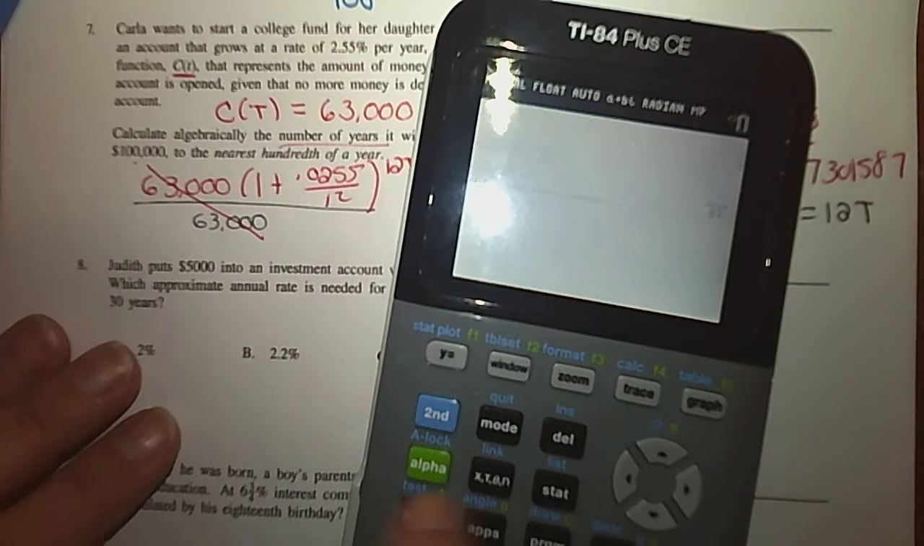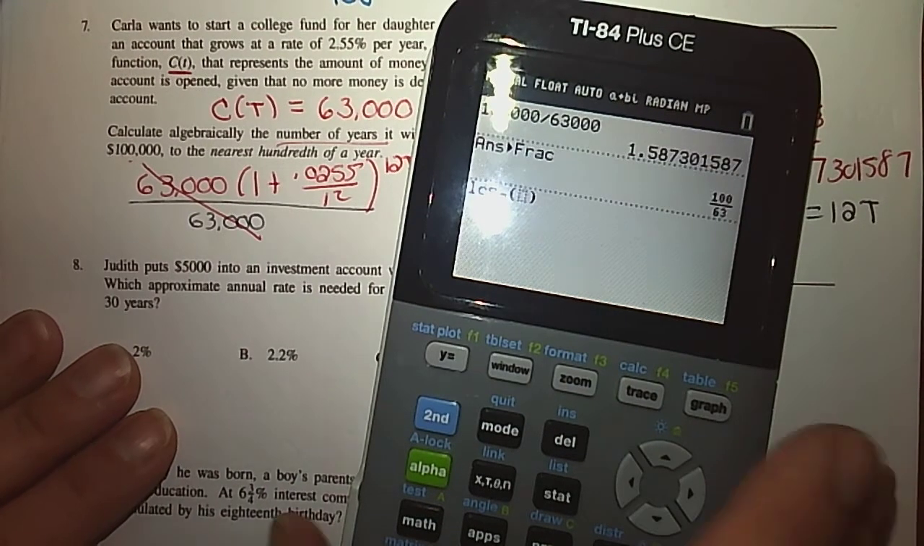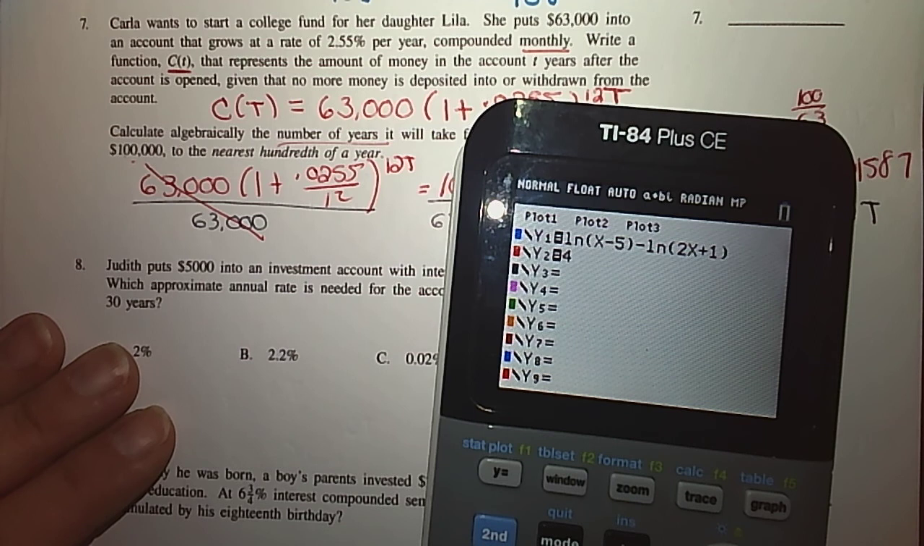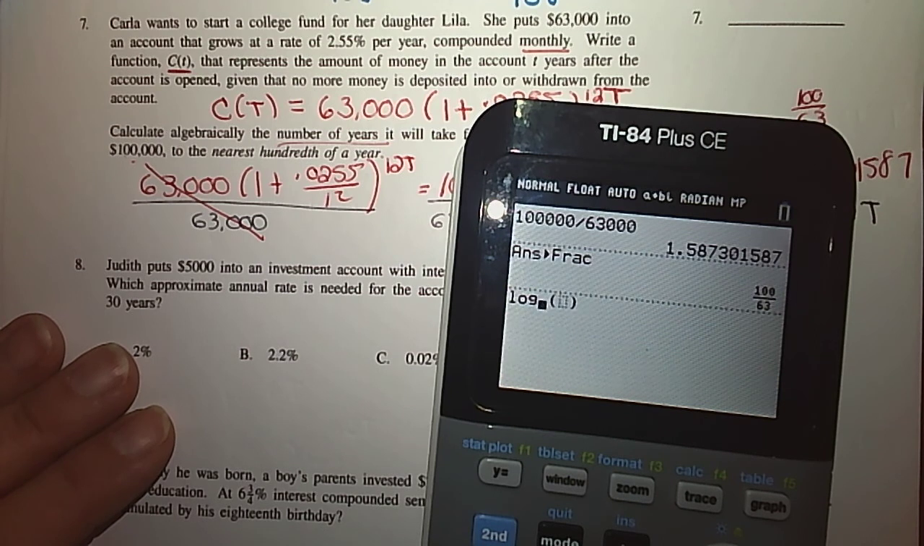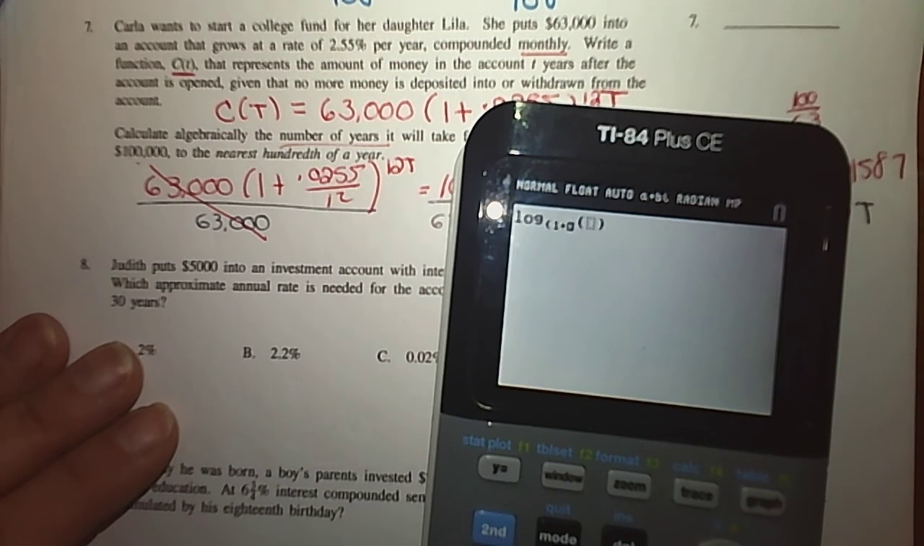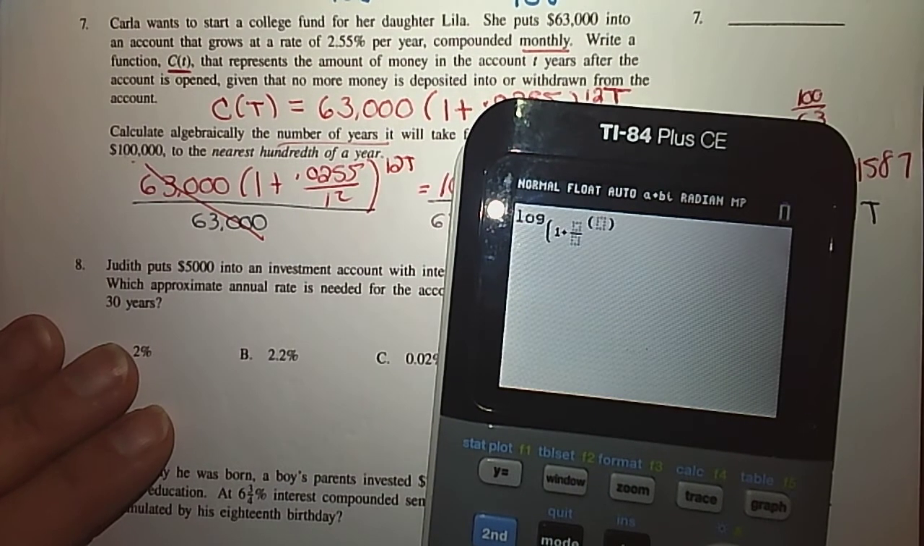Okay, so I hit math, go up to log, and we're going to put in that whole ugly parenthesis, 1 plus fraction button. Whoa, what did I hit? Let's just start again. Math, log, parenthesis, 1 plus 0.0255 over 12. And then you can grab that. Oh, I put it in the wrong spot. I'm just going to type it in, 100 over 63.